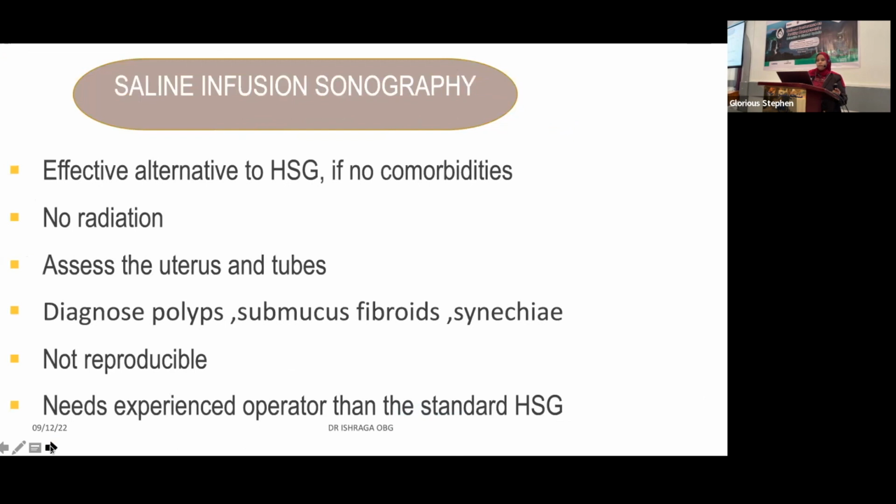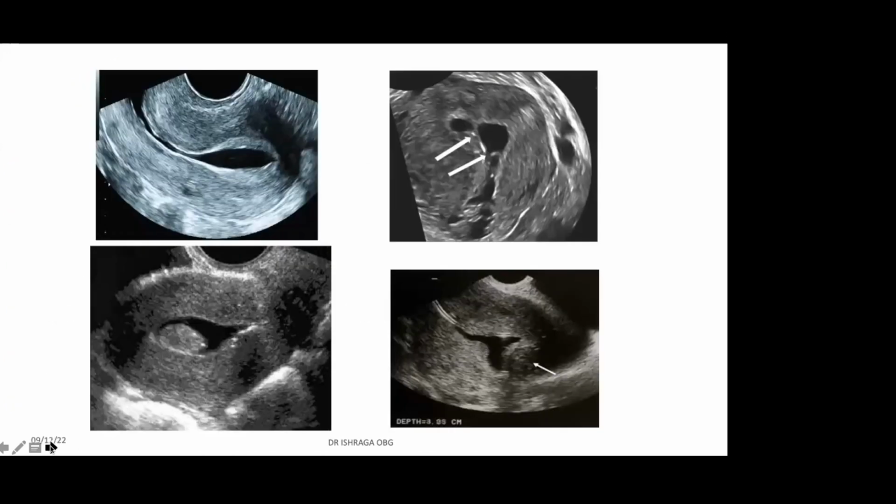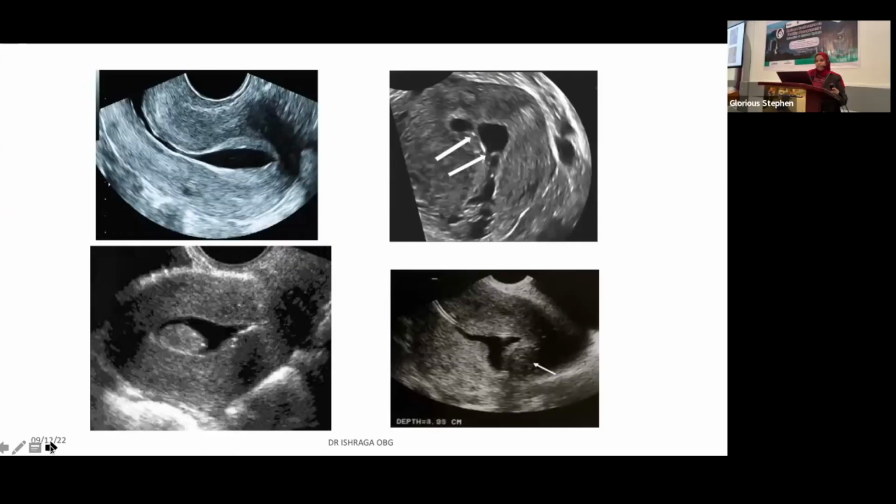Saline infusion sonography is an effective alternative to HSG if no comorbidities. No radiation, it assesses the uterus and the tubes, and diagnoses polyps, submucous fibroids, synechiae. It is less reproducible and needs a more experienced operator than standard hysterosalpingography. It will show the uterine cavity, synechiae, and any polyp or submucous fibroid will be detected.